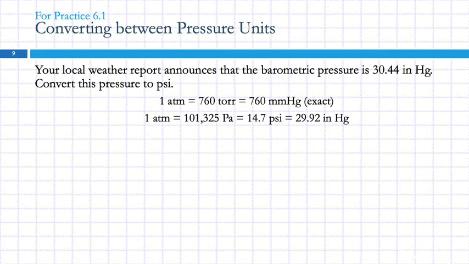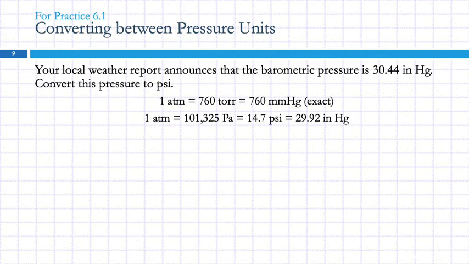This is how those conversion factors would be given to you, say on an exam. You'll be able to do problems a lot faster if you memorize the 760. 760 torr, 760 millimeters of mercury, that's 1 atmosphere. You don't need to memorize the rest of these. There's not really any point.